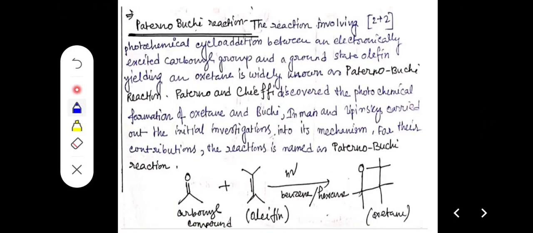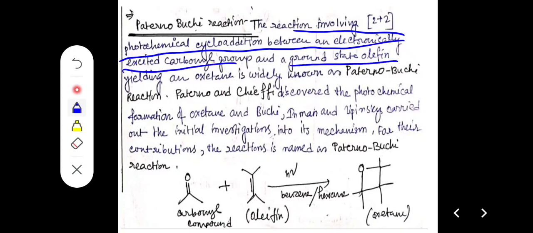The Paterno-Buchi reaction involves a 2 plus 2 photochemical cycloaddition between an electronically excited carbonyl group and a ground state olefin, yielding an oxetane. Oxetane is the adduct of the excited carbonyl and the olefin, or you can say it is the compound produced from an excited carbonyl group and an isolated alkene. That is termed an oxetane.